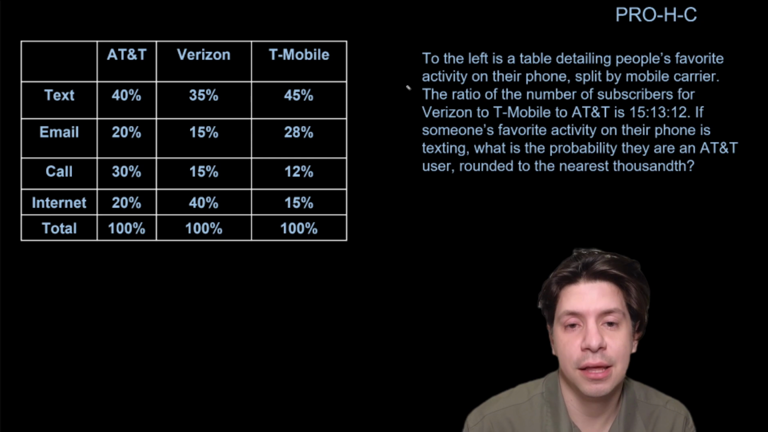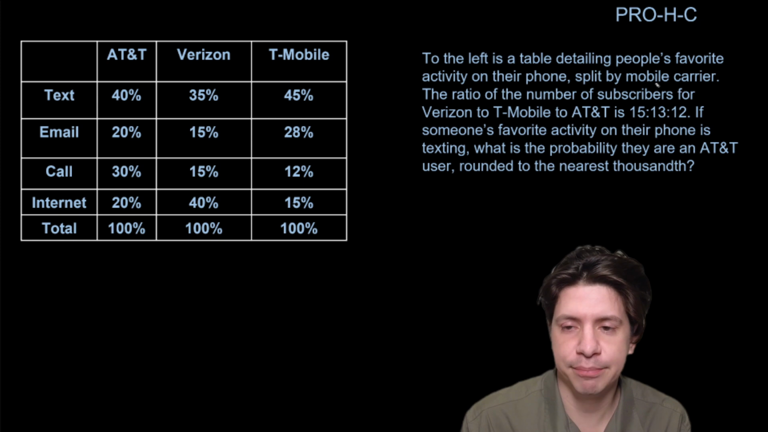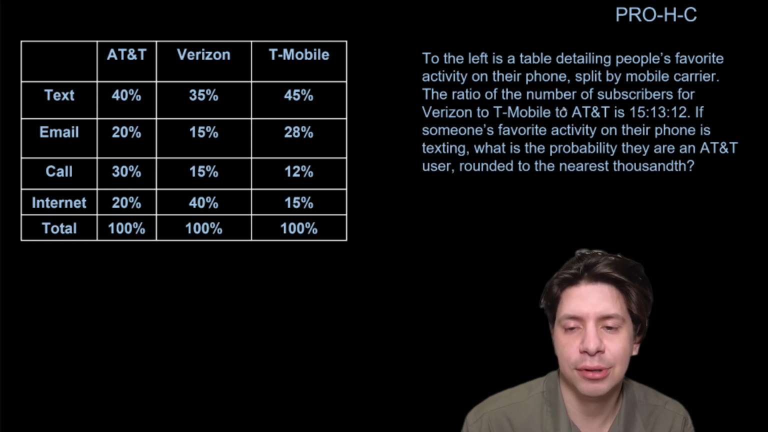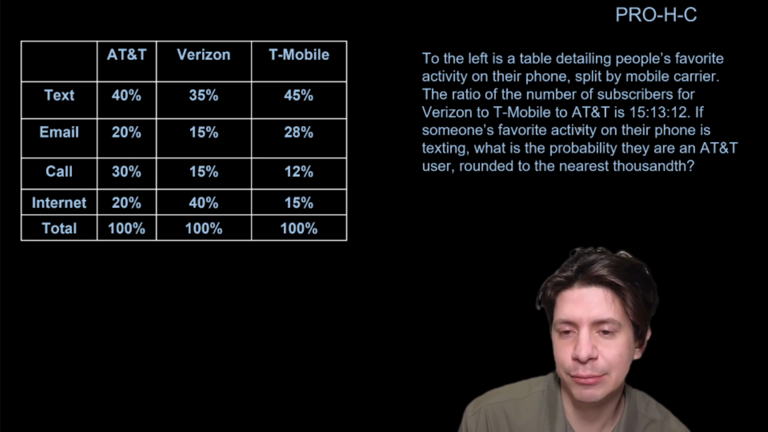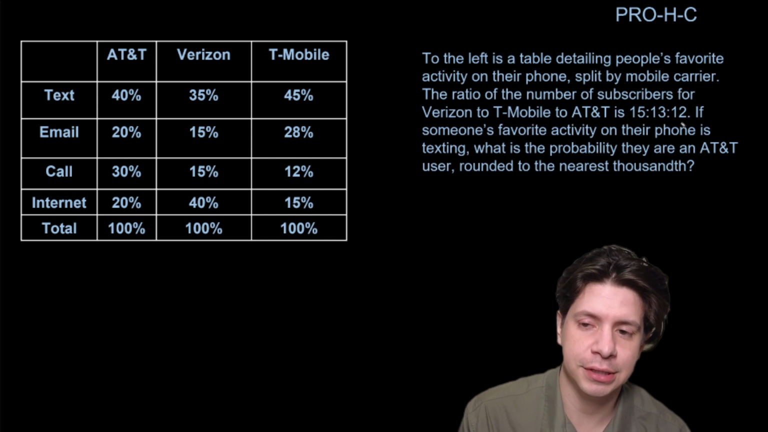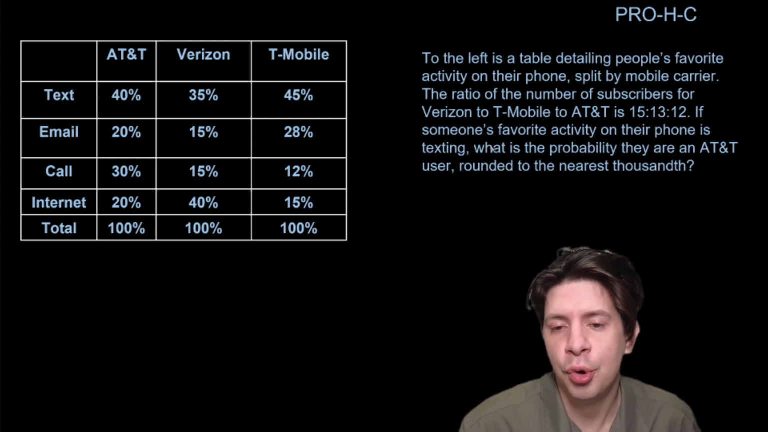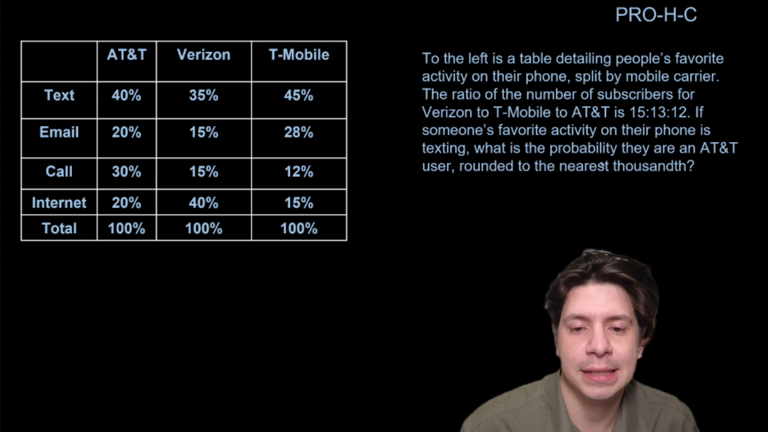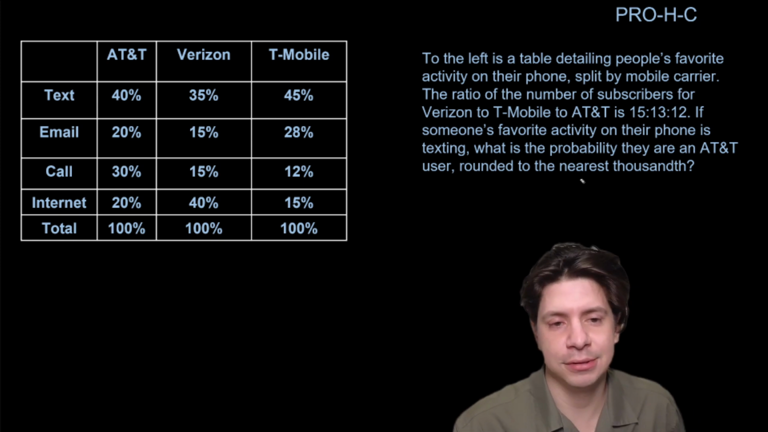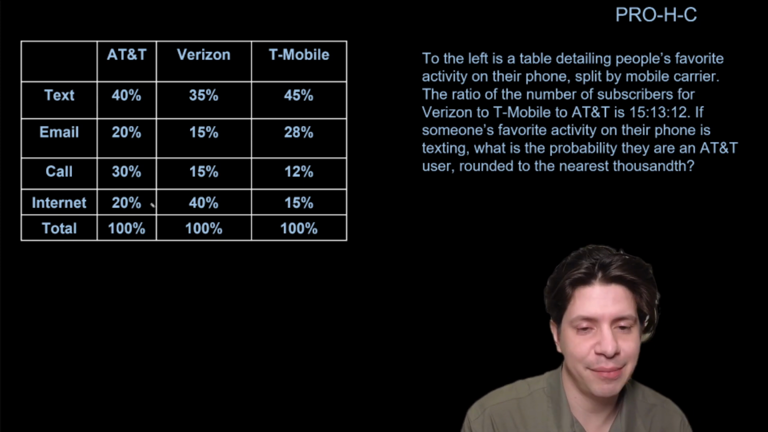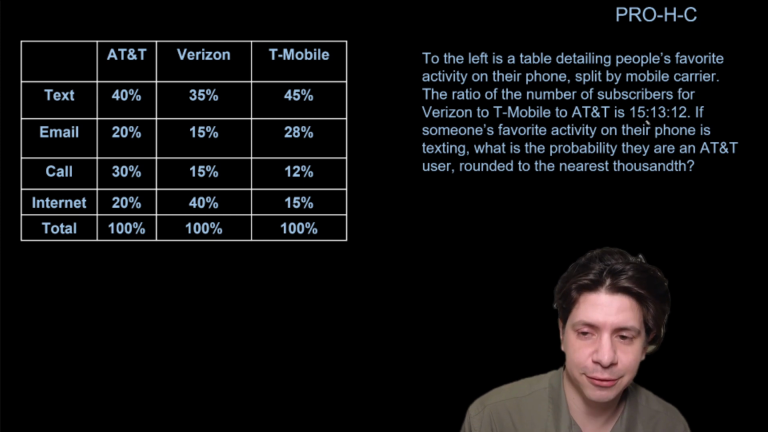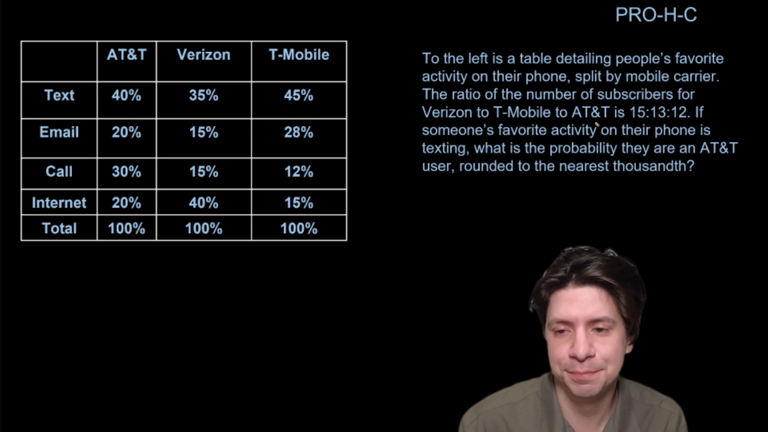All right, so we'll try another one, and then you can try one on your own. To the left is a table detailing people's favorite activity on their phone, split by mobile carrier. The ratio of the number of subscribers for Verizon to T-Mobile to AT&T is 15, 13, 12. If someone's favorite activity on their phone is texting, what is the probability they are an AT&T user rounded to the nearest thousandth? So these percentages I made up, but the ratio actually is pretty similar to 15, 13, 12 for these carriers, just as an FYI.